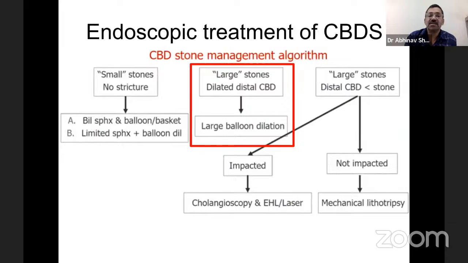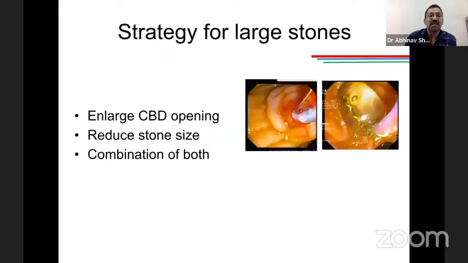Now, second situation, large stone with dilated CBD. Here we need to resort to large balloon dilatation since the stone is larger. So the strategies for these large stones is either we can enlarge the CBD opening with sphincterotomy or balloon sphincteroplasty, or we can reduce the stone size by crushing, or we can combine both of the approaches.